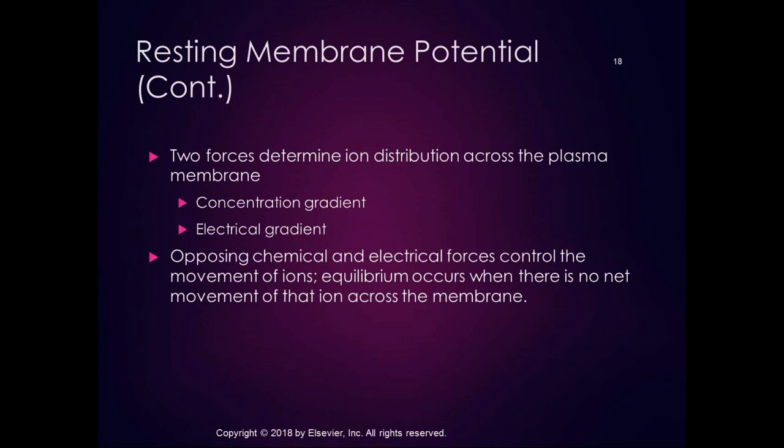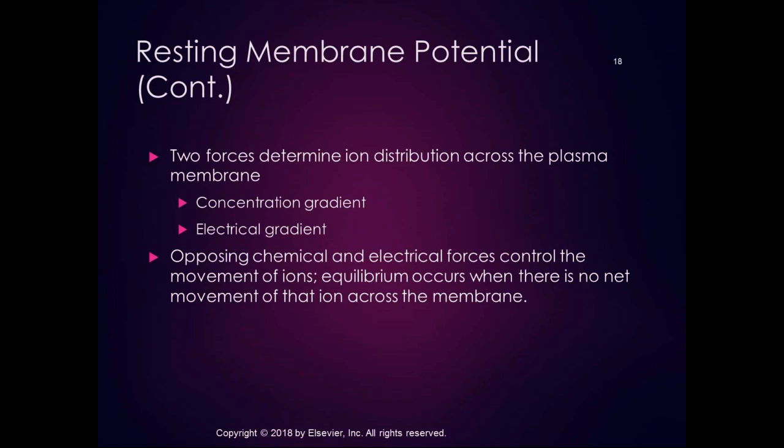So 2 forces determine the ion distribution across the plasma membrane. The concentration gradient, so concentration of the individual ions, and the electrical gradient. So opposing chemical and electrical forces control the movement of ions. Equilibrium occurs when there's no net movement of that ion across the membrane. So the resting membrane potential is measured by comparing the electrical difference between the inside and the outside of the cell membrane. At rest, the inside of the cell membrane is measurable at approximately minus 70 millivolts. So it's 70 millivolts more negative than the outside of the cell membrane. Okay, and you will see some sources that say 75 or 80 millivolts, but when you think about how tiny that is, it's in that range.